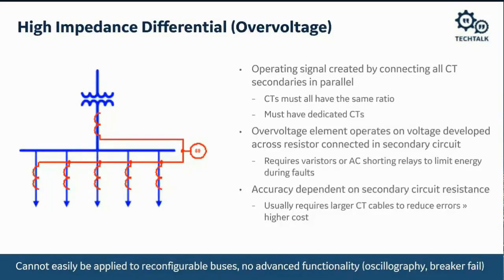Accuracy is also determined by the resistance. So a lot of times to reduce the resistance seen by the CT, we need to run large cables.